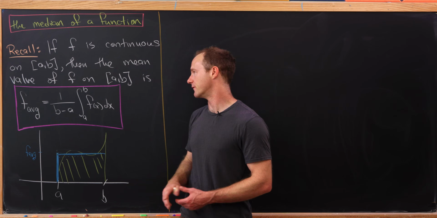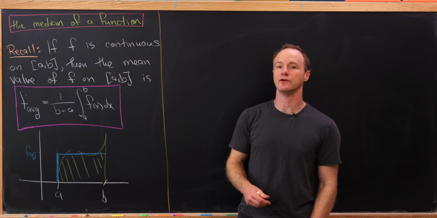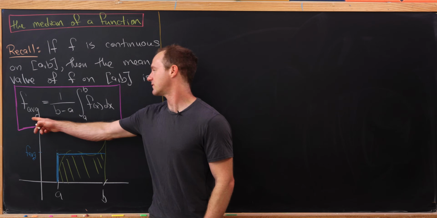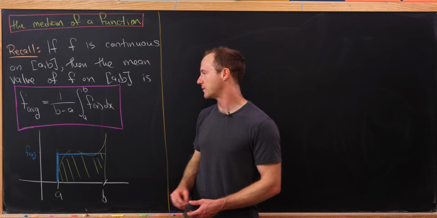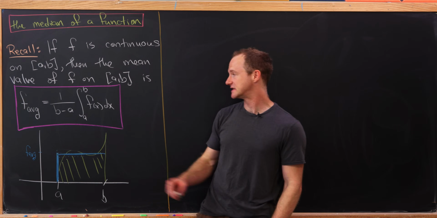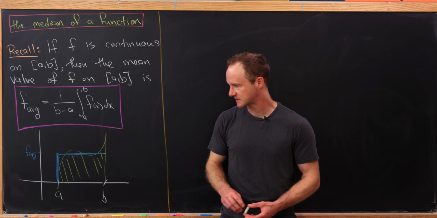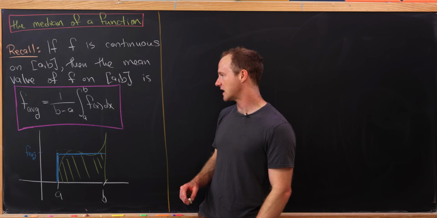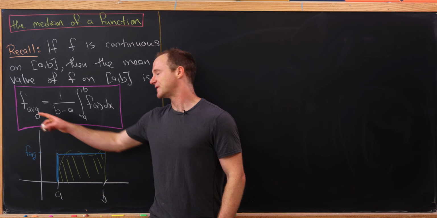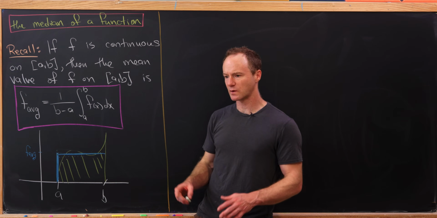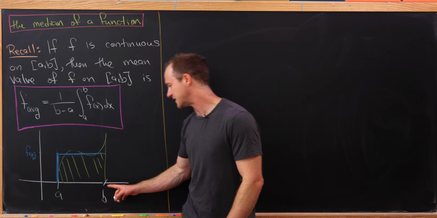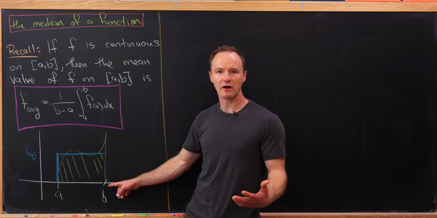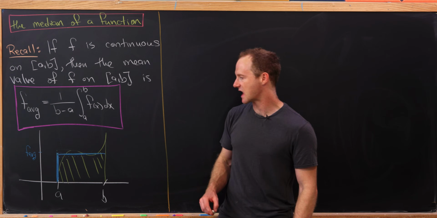Okay, so anyway, let's recall that if we have a continuous function on an interval [a, b], the mean value of f on [a, b], or the average value of f, is given by the following expression. We'll call it f average, and it'll be 1 over b minus a times the integral from a to b of f of x dx. And the idea here is that the average value of the function is whatever height you need to make a rectangle with the same base, where that rectangle has the same area as the area under the curve.